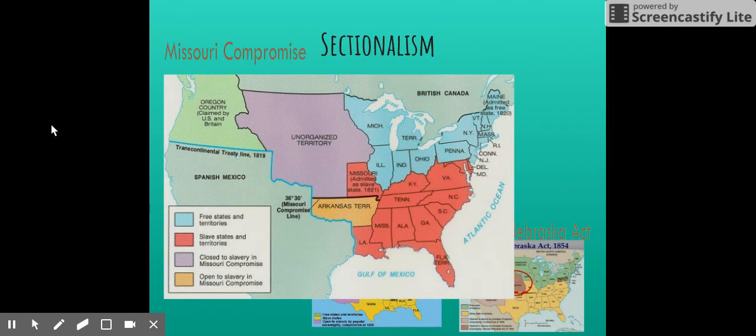So the Missouri Compromise in 1820, when Missouri wants to become a state, in order to keep that balance of power, they make Maine a free state and Missouri a slave state in order to keep things balanced in the Senate between slave and free states.